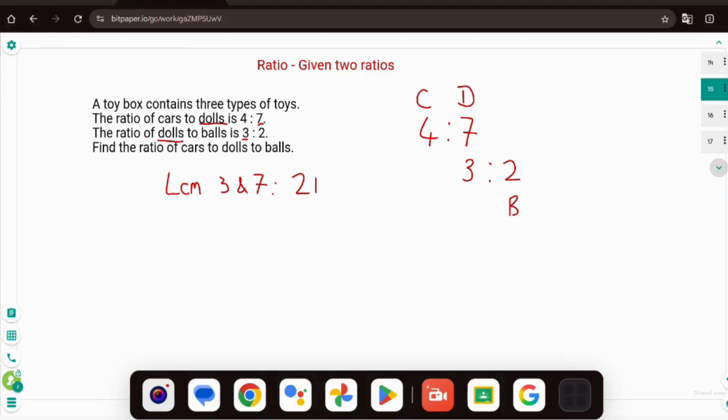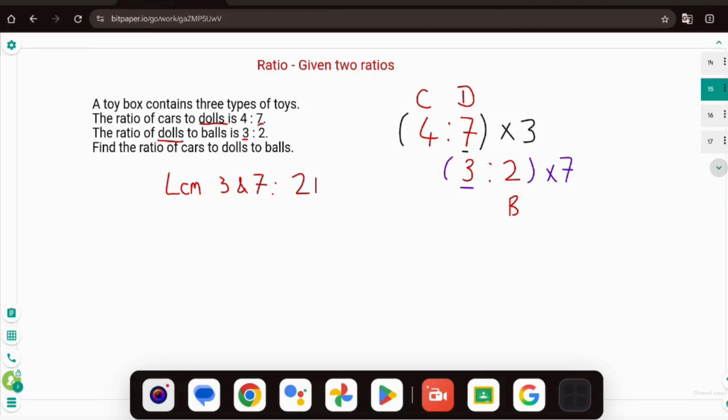What do you multiply 7 by to get 21? 3. I'm going to multiply this whole ratio by 3. And if you look at the bottom ratio, again, I want to make the dolls into 21. What do you multiply 3 by to get 21? It's 7, so we're multiplying the whole bottom ratio by 7.